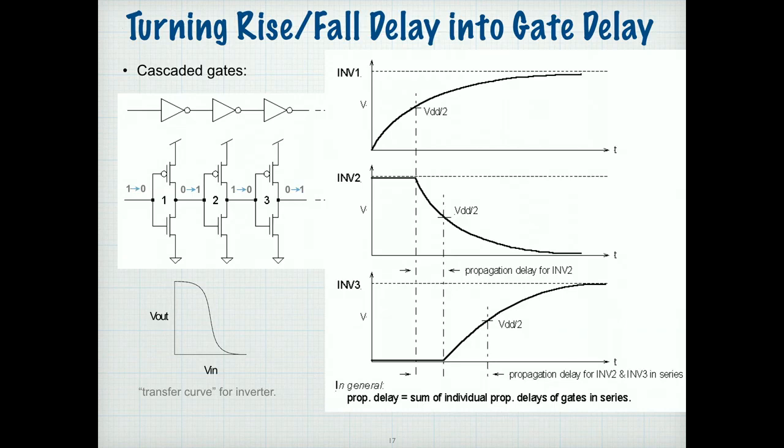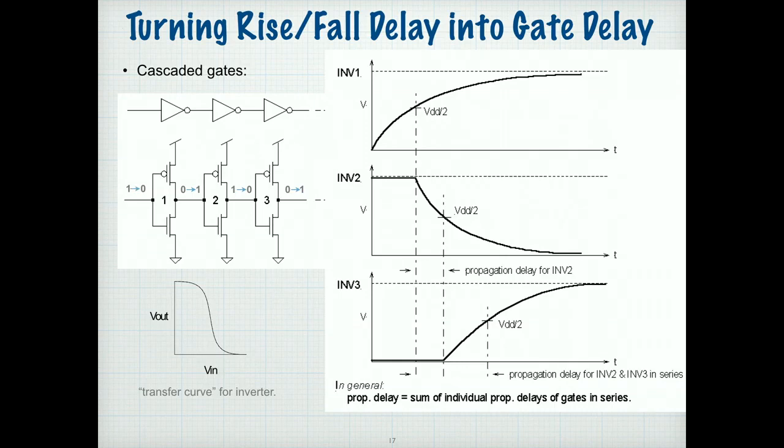So the nice property that falls out of this is that the propagation delay through a cascade of logic gates is equal to the sum of the individual propagation delays. So that makes analysis simple. You just add them up. Okay? So that's how rise time and fall time gets turned into gate delay.